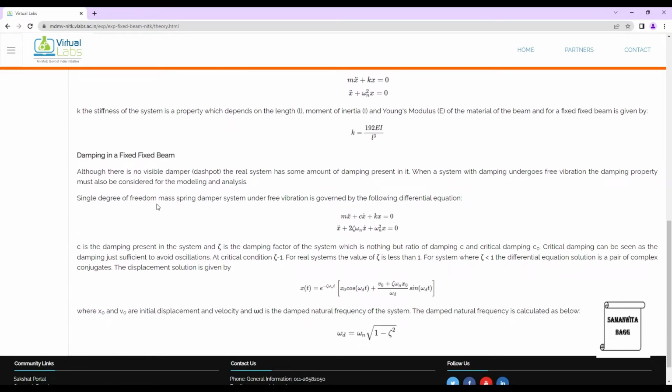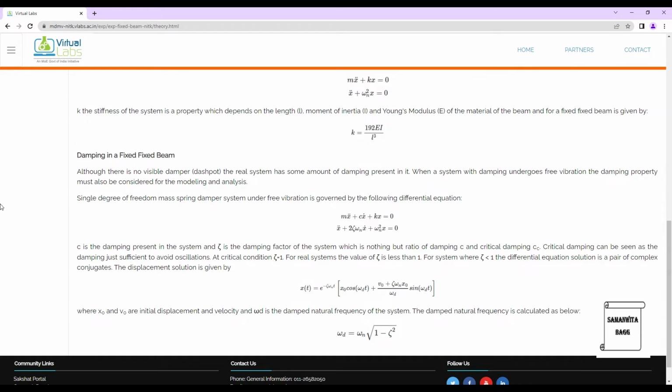Next, we will talk about damping being introduced in this fixed beam. Although there is no visible damper or dashpot, the real system has some amount of damping present in it. When a system with damping undergoes free vibration, the damping property must also be considered for the modeling and analysis. Single degree of freedom spring mass damper system under free vibration is governed by the following differential equation: m x double dot plus c x dot plus k x is 0. The c x dot term has been added now. When you divide throughout by mass, you will get x double dot plus 2 zeta omega n x dot plus omega n square x is 0.